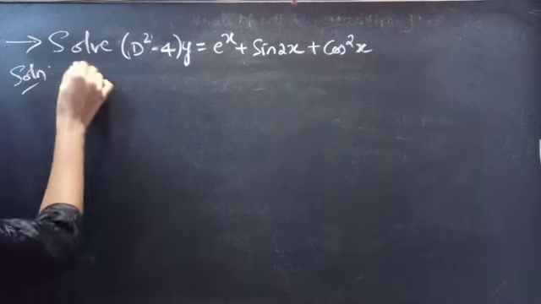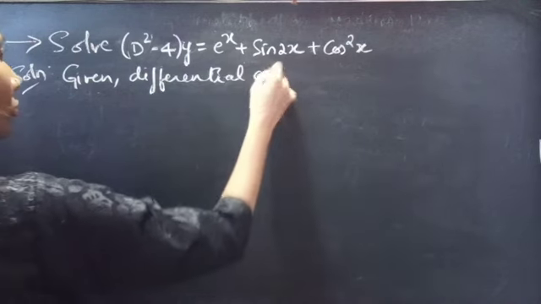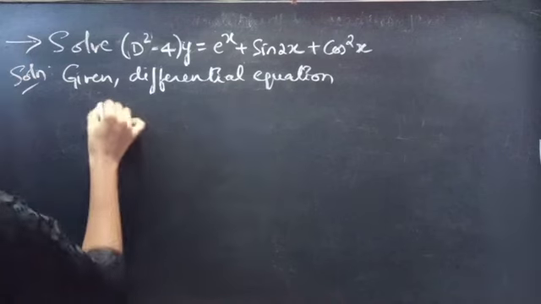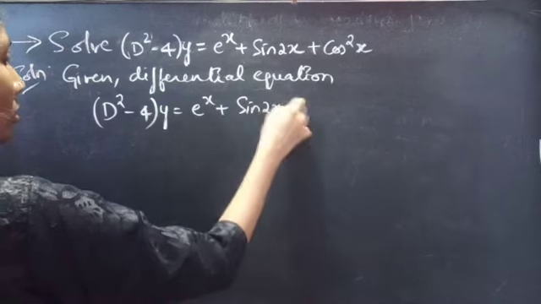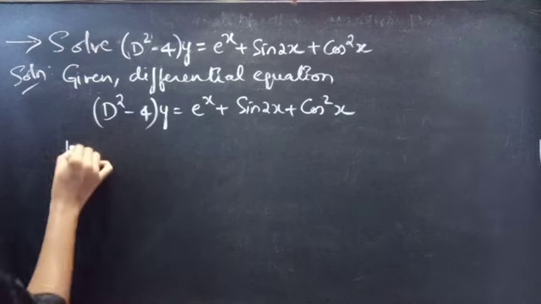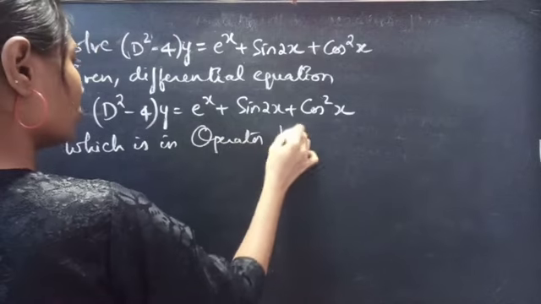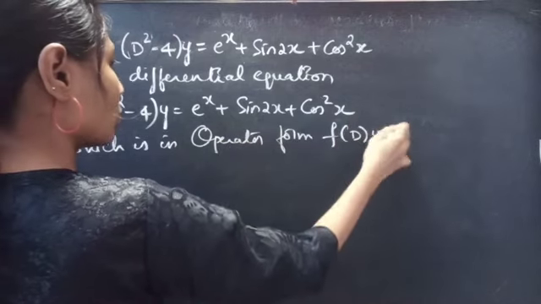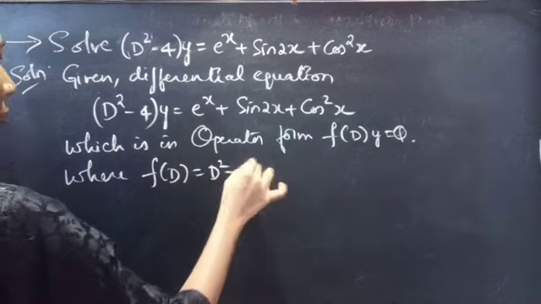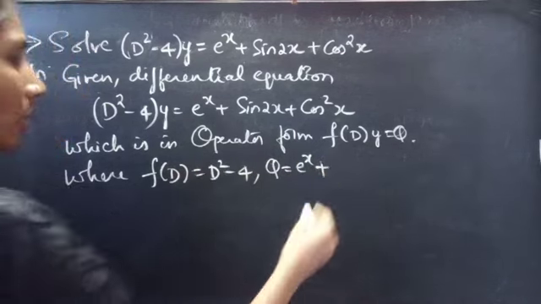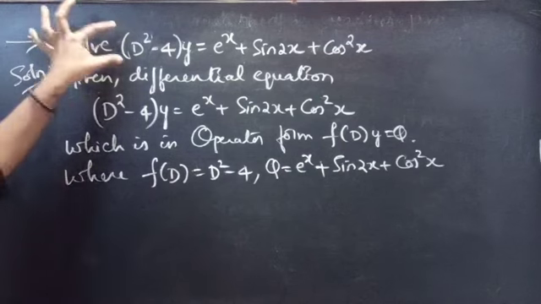Solution. Given differential equation, (D square minus 4) y equals e power x plus sin 2x plus cos square x, which in operator form is f(D) y equals Q, where f(D) equals D square minus 4 and Q equals e power x plus sin 2x plus cos square x.